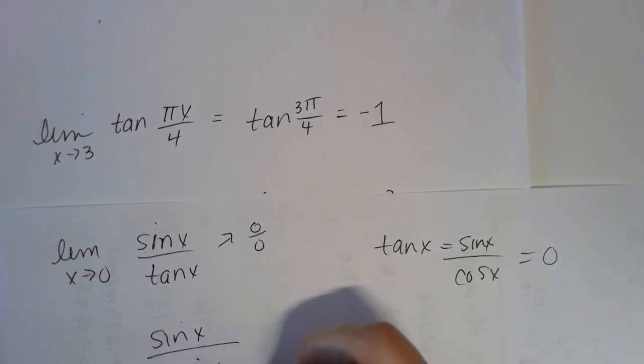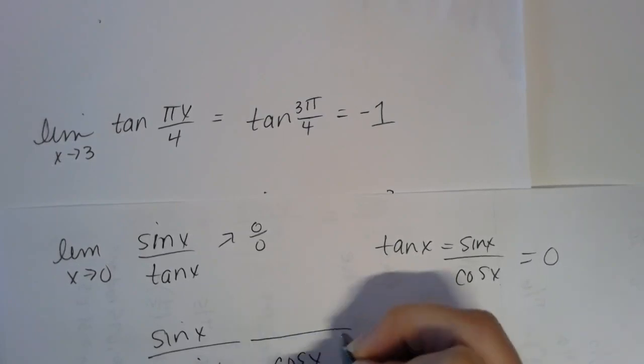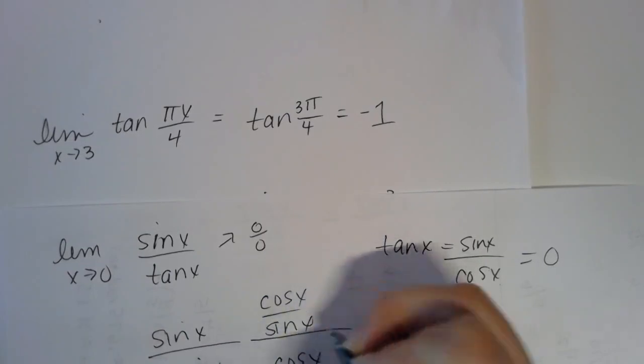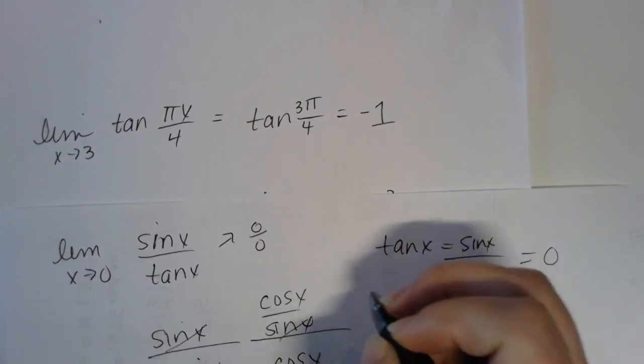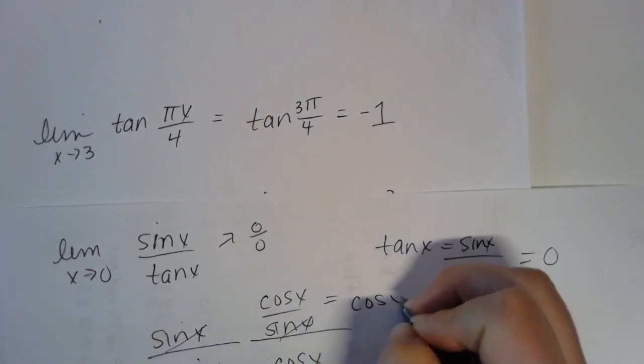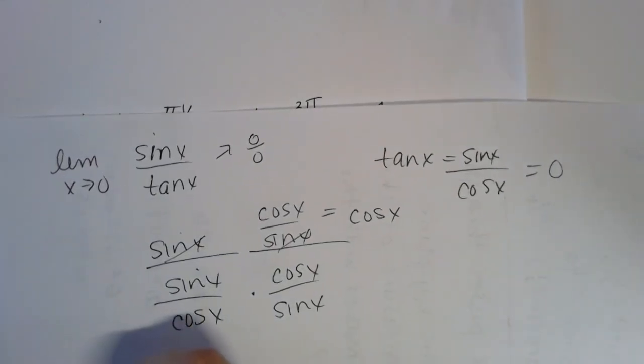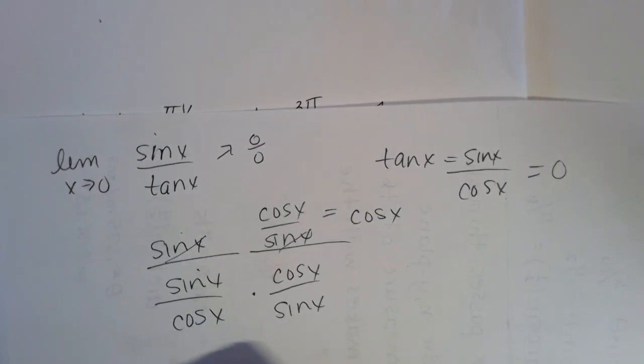And when I invert and multiply here by cosine over sine in the bottom, I have to do the same thing up here. I get cosine over sine, right? And my sines will cancel here and just leave me with cosine. So really, this limit as x approaches 0 of sine of x over tangent of x, right?